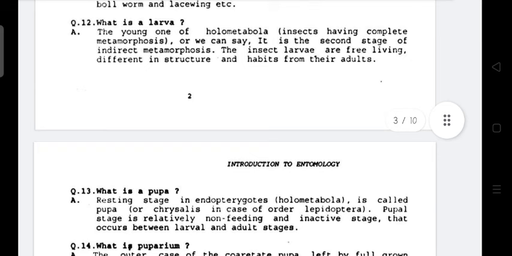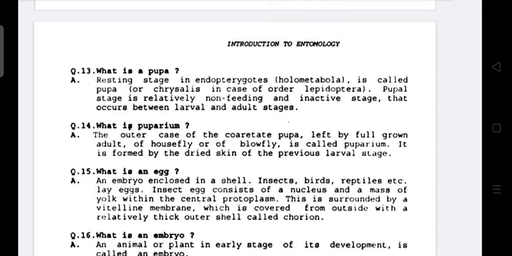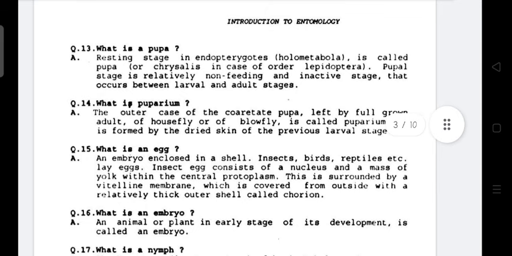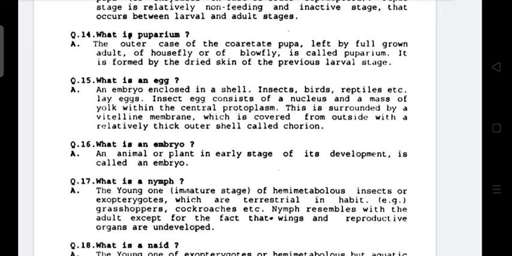What is a pupa? It is a resting stage of indirect metamorphosis. Resting stage in endopterygotes is called pupa. It is a non-feeding and inactive stage that occurs between larva and adult stage. What is puparium? The case where the pupa hides or takes shelter is called puparium. The outer hard case of the pupa left by the fully grown adult housefly or the blowfly is called puparium.